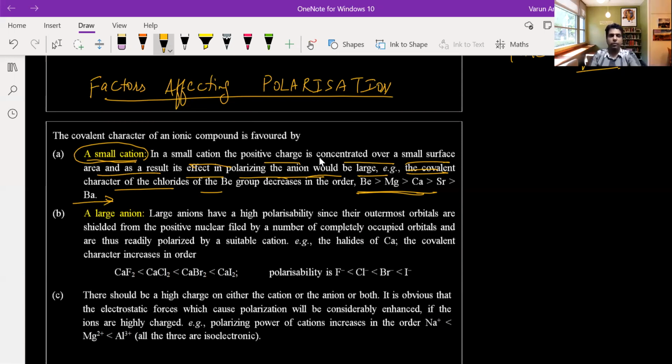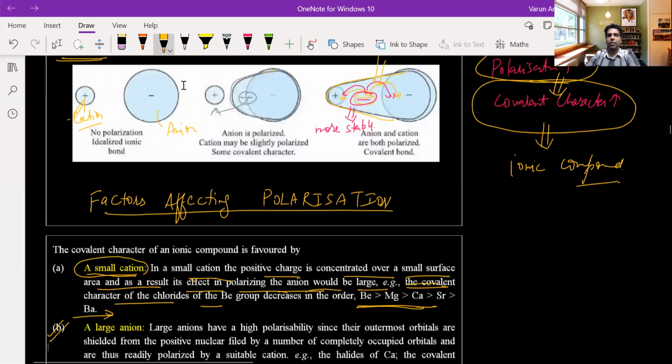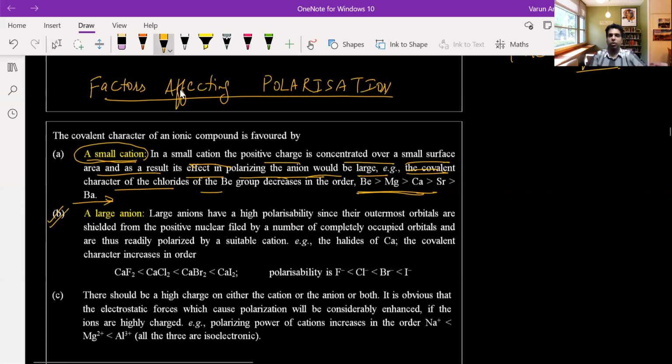Next point, write down: a larger size anion. If the anion is bigger in size, what will happen? It will donate its electron more easily. If the anion is bigger, the outermost electron will be away from the nucleus, and that will be easily polarized by the cation. So for larger size anions, the electrons will be polarized more easily.